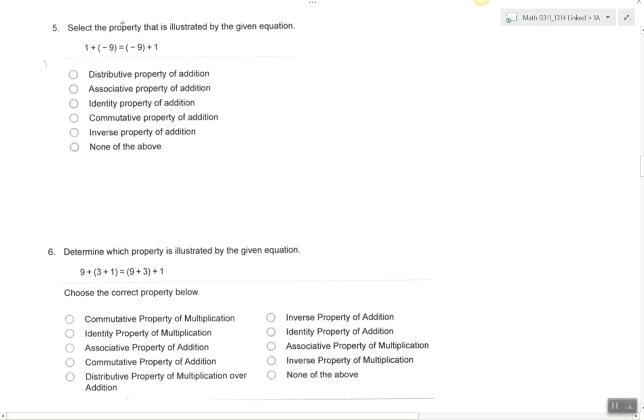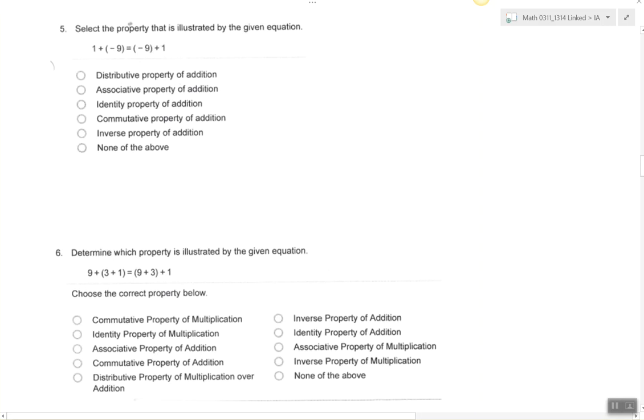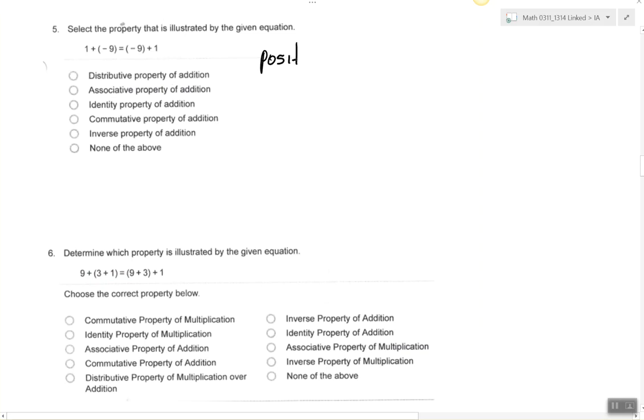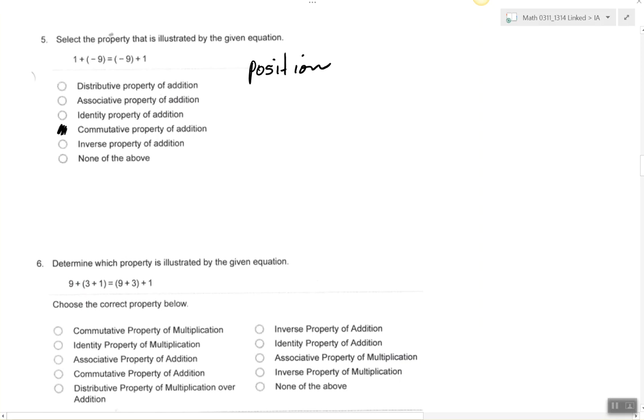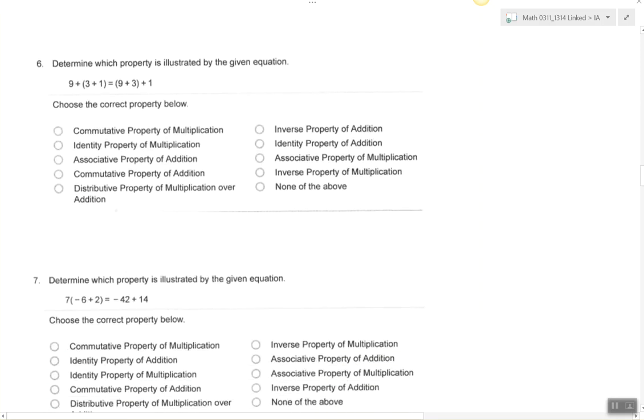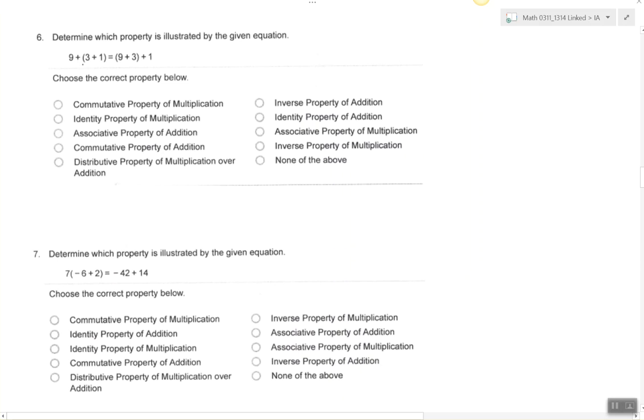Select the property. 1 plus negative 9 is the same as negative 9 plus 1. Well, what's changed? Only position. And when it is only position, then it is commutative property, and this one is commutative property of addition. Number 6, 9 plus 3 plus 1 is the same as 9 plus 3 plus 1, with different grouping. Position did not change, but the groups changed. And that means that it is the associative property, and it is of addition.